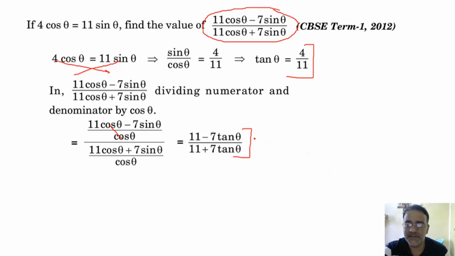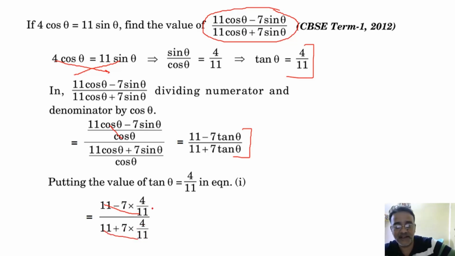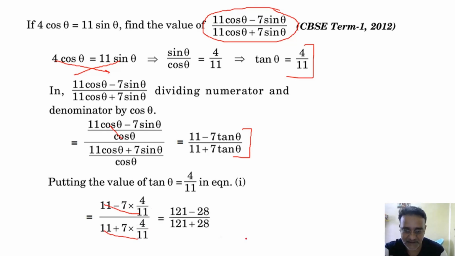Yes, sir. Now substitute the value of tan theta as 4 by 11. Okay, now take LCM. This will become 121 minus 28 upon 121 plus 28. That is 121 minus 28 upon 11, and 121 plus 28 upon 11. So 11 we can cancel. So the final answer is 121 minus 28 upon 121 plus 28, so 93 upon 149. Any doubt here?